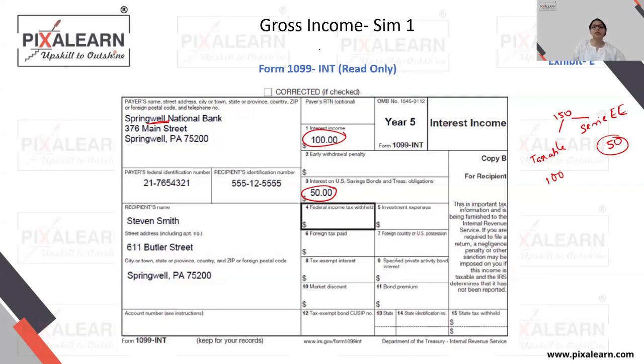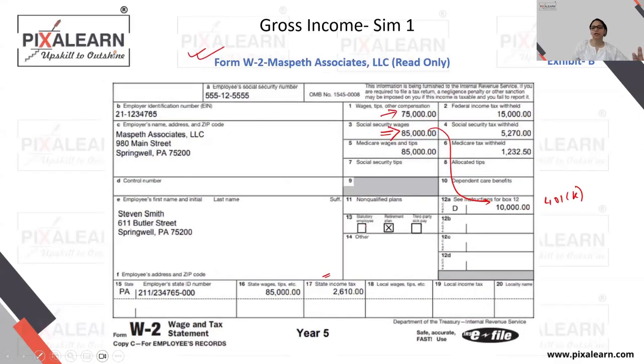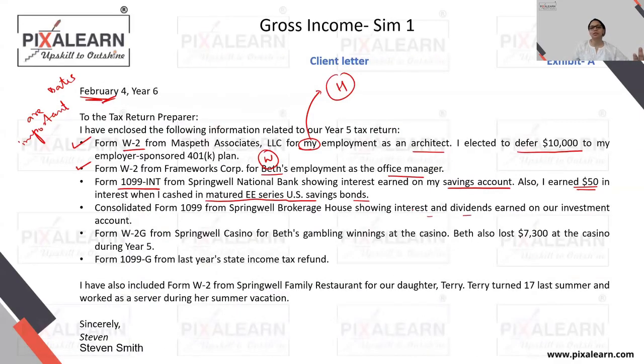Okay, 50 is exempt if spent on education. Do you get any details about if it was spent on education? Anybody? Have they given you any details? This is interest, dividends earned or investment, casino-based income tax. I have also included Form W2 from Springville Family Restaurant for our daughter Terry. Terry turned 17 last summer and worked as a server during her summer vacation. No, so they have not given me any data about the use of that $50. Is it taxable? Yes, no.